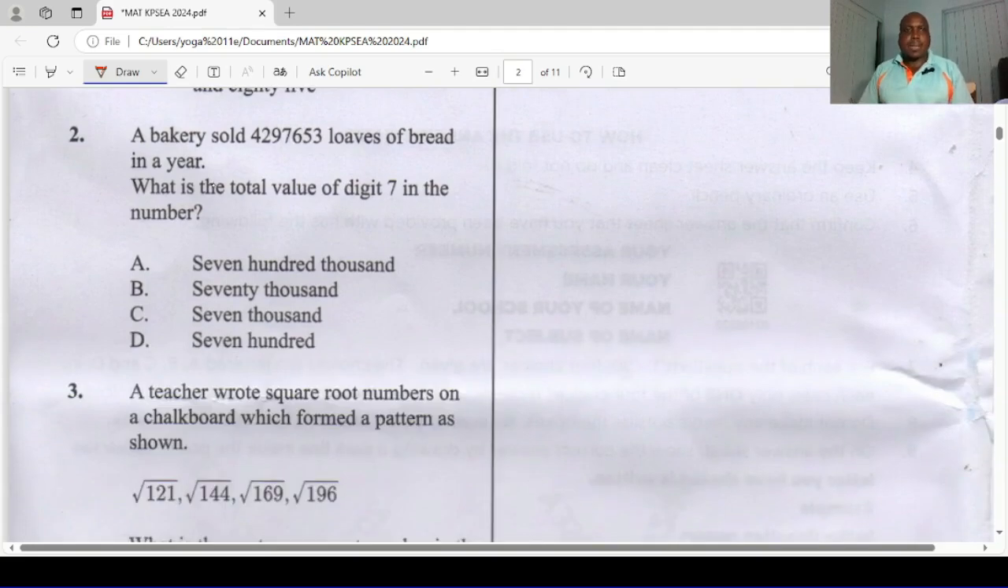A bakery sold 429,765 loaves of bread in a year. What is the total value of digit 7?